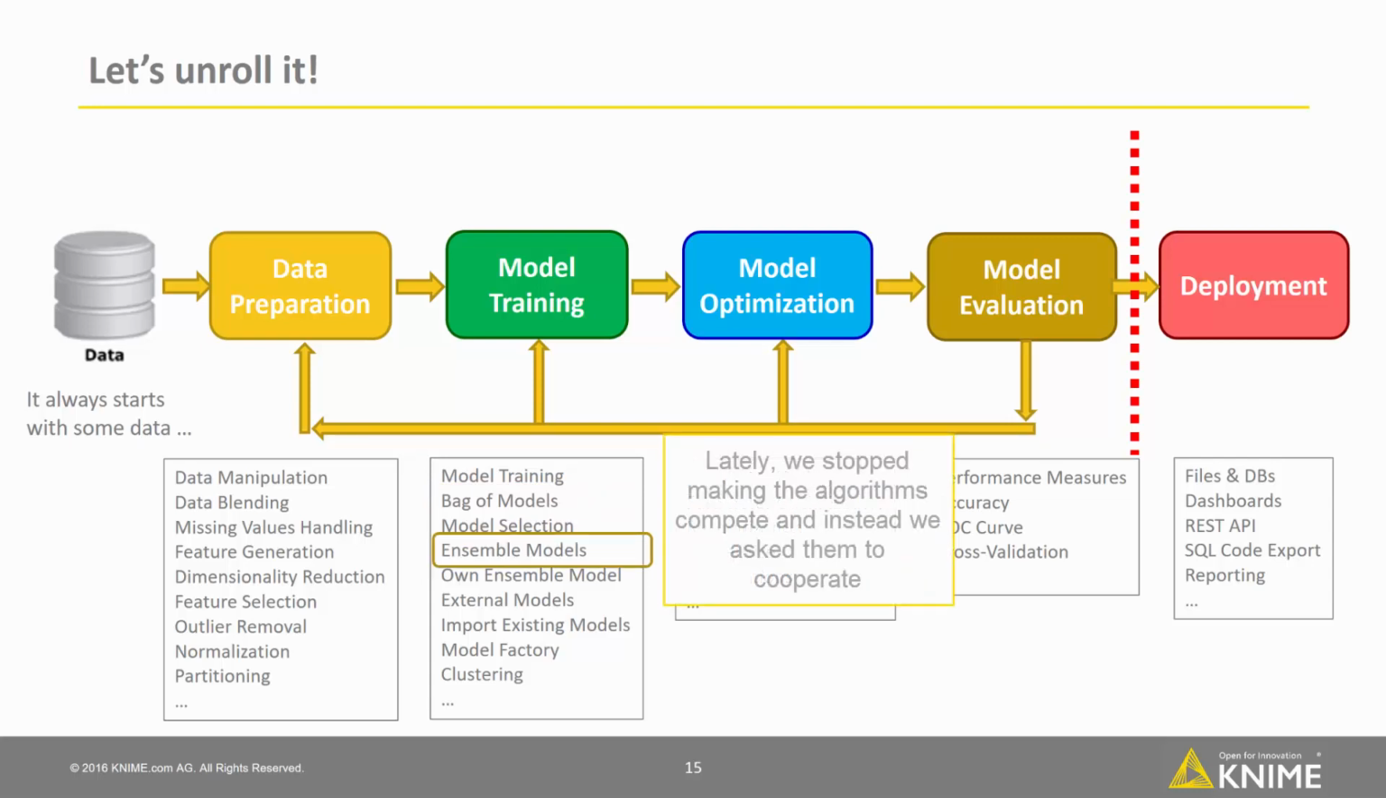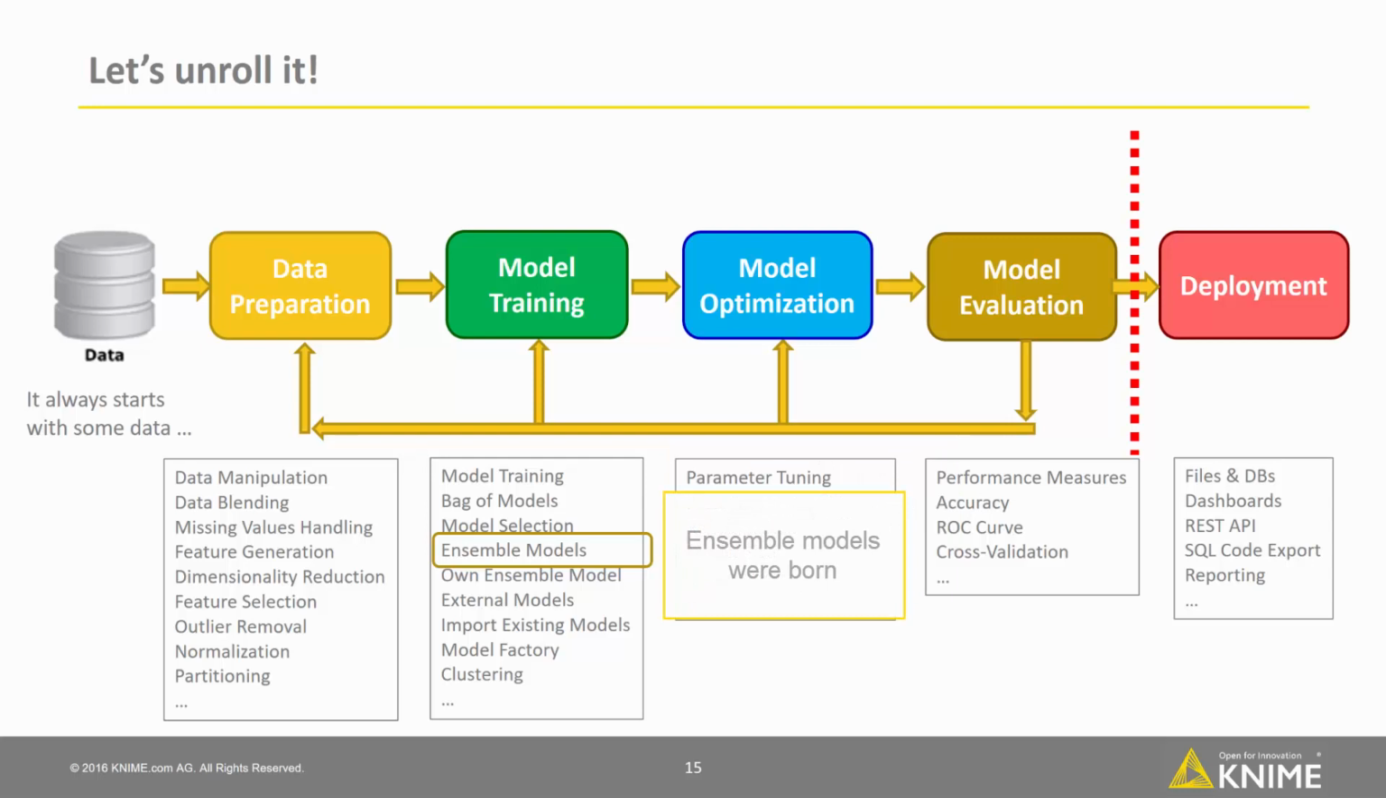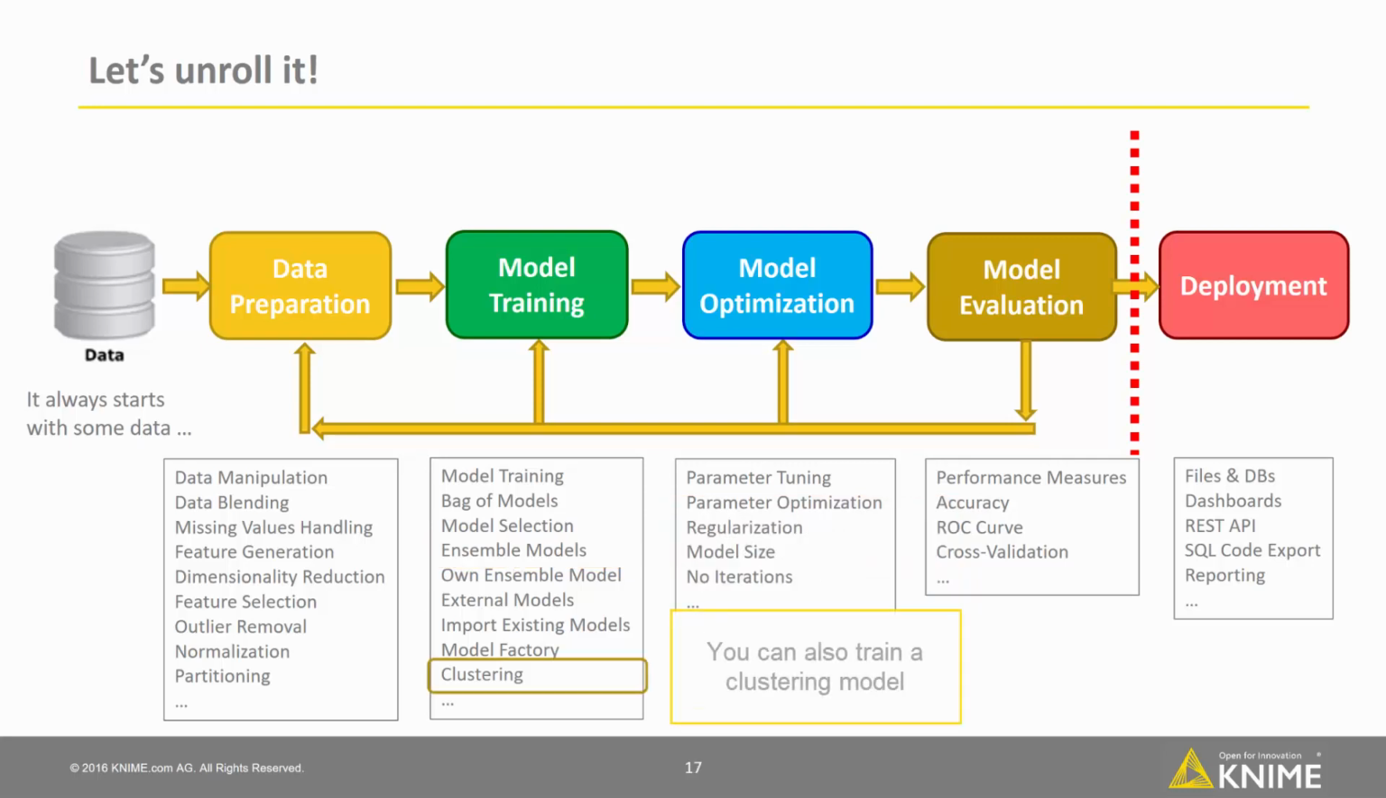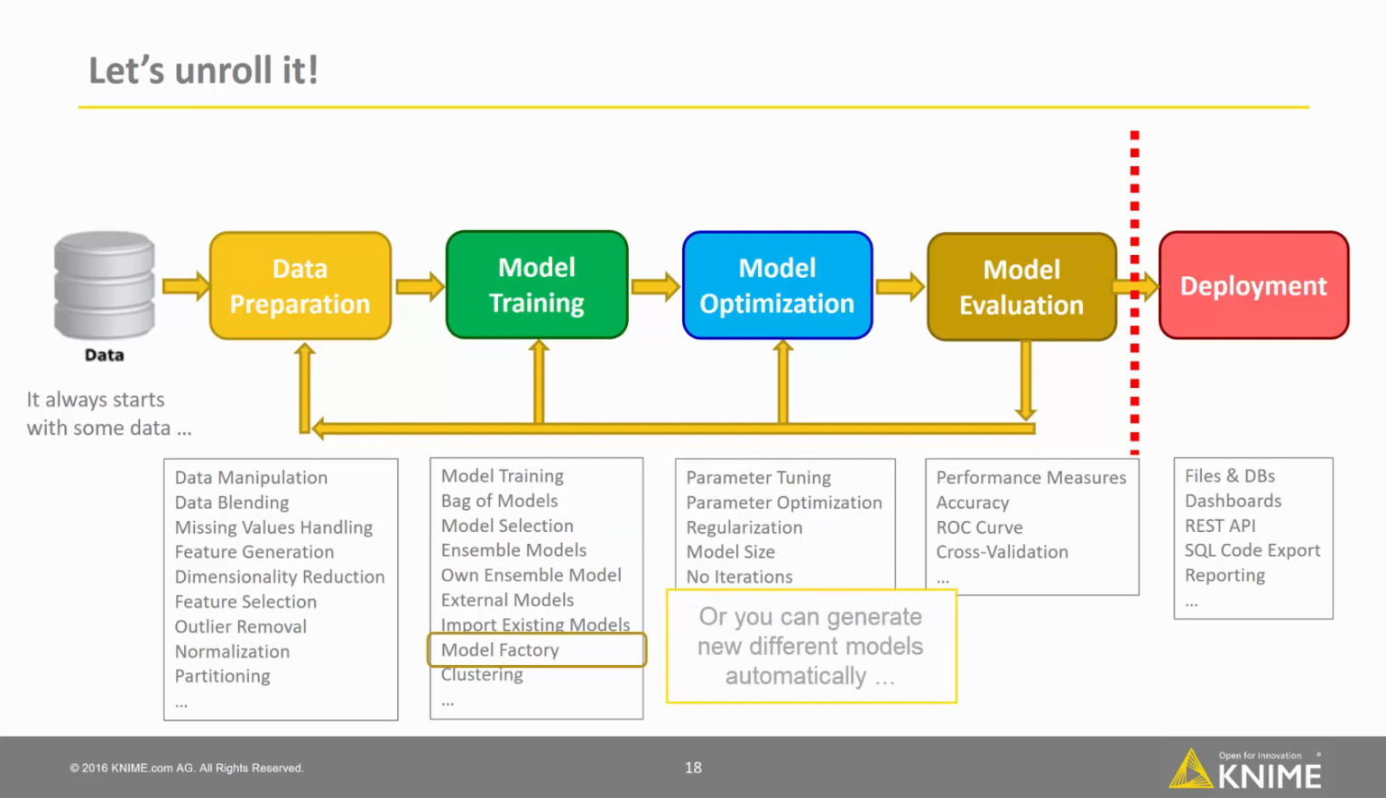Lately, we stop making the algorithms compete and instead we ask them to cooperate. Ensemble models were born. You can use pre-packaged ensemble models like random forest or deep learning, or you can even make your own ensemble model. You can also train a clustering model if your use case does not require supervised training. Or you can generate new different models automatically, moving from a bag of models to a model factory.